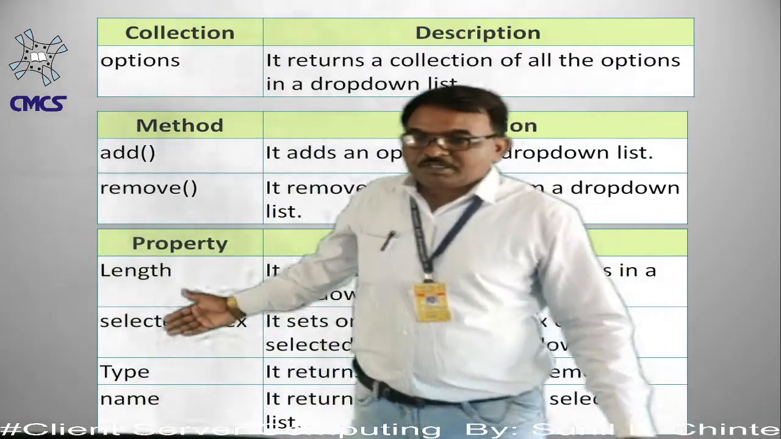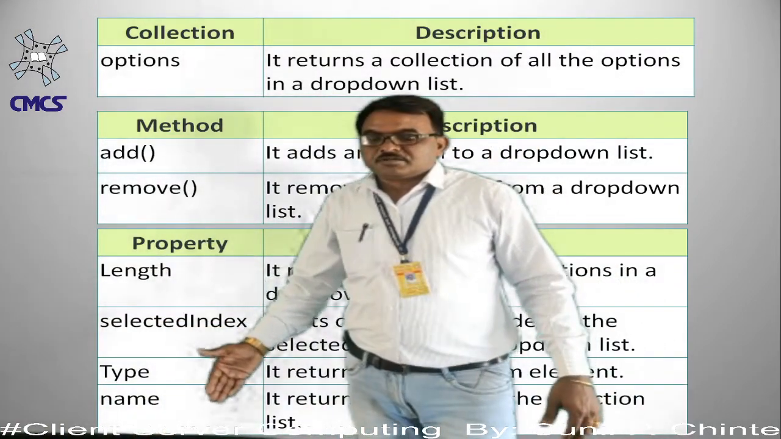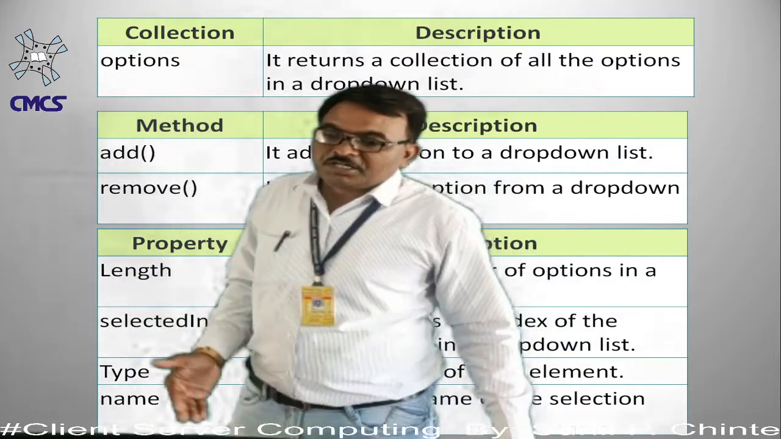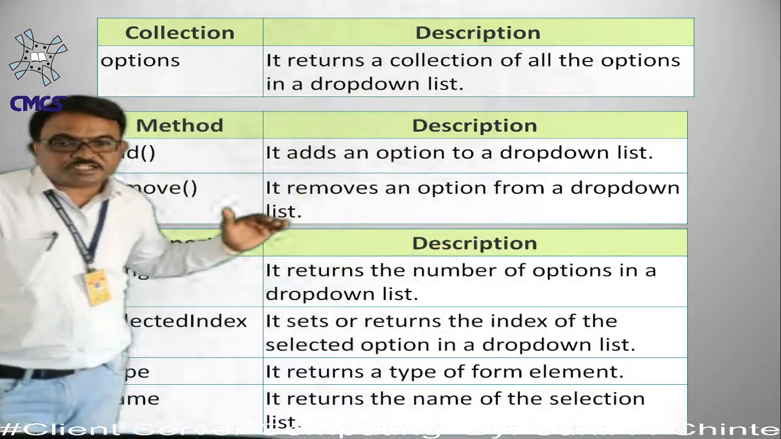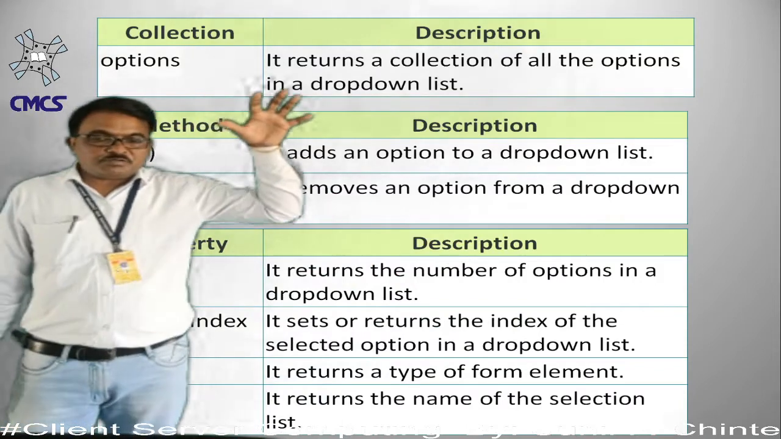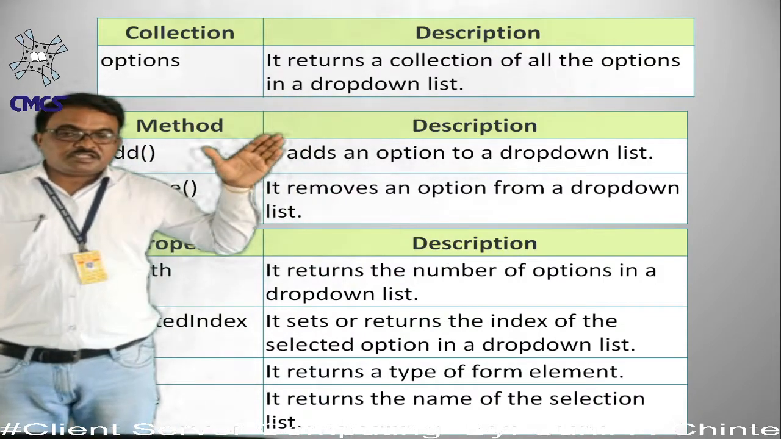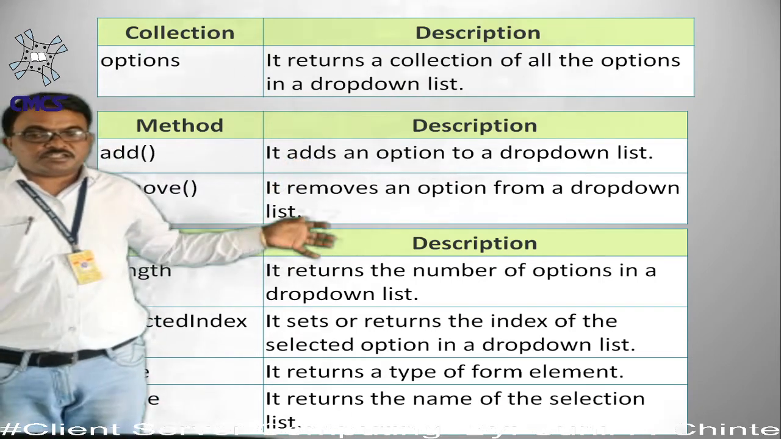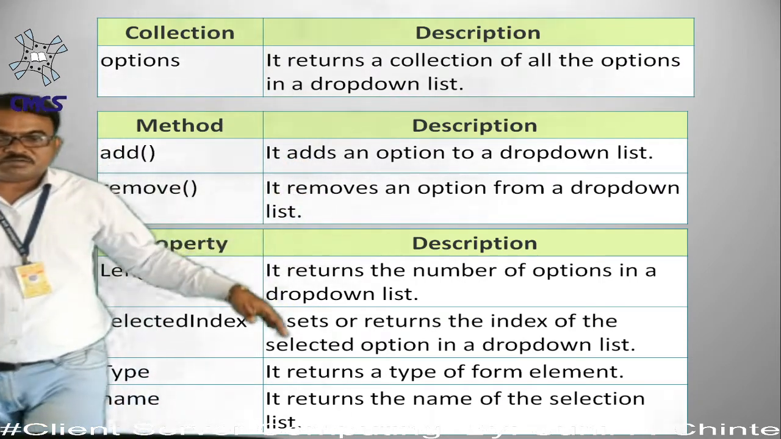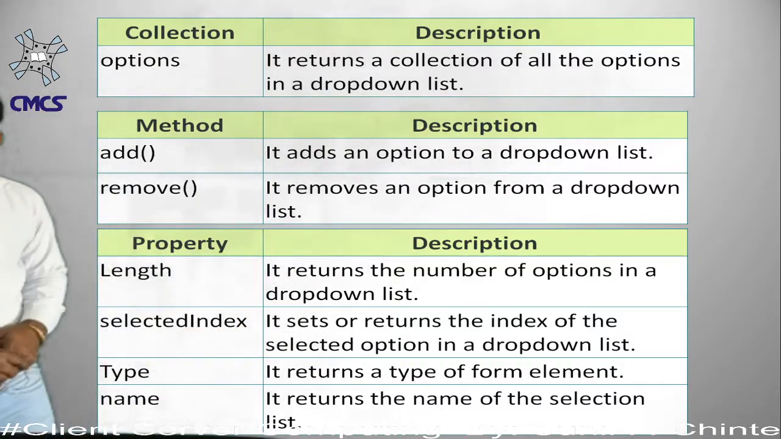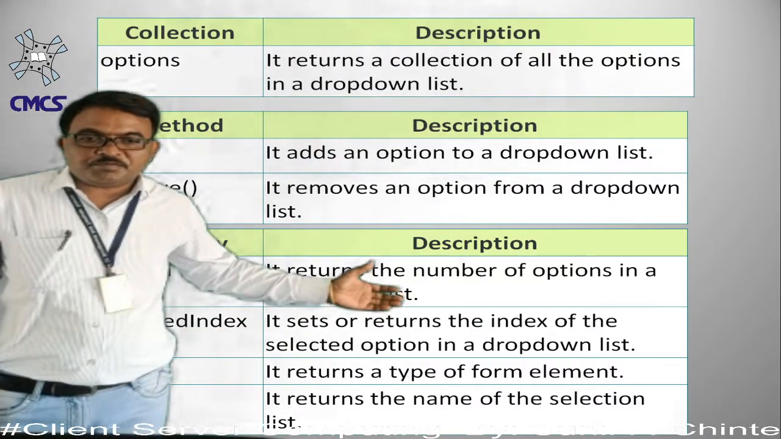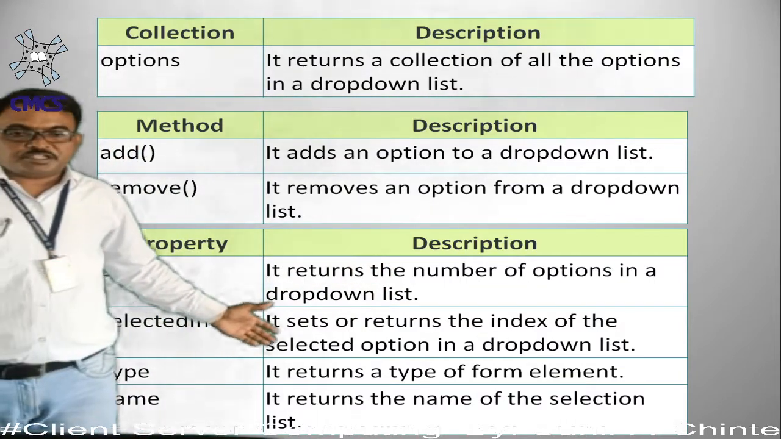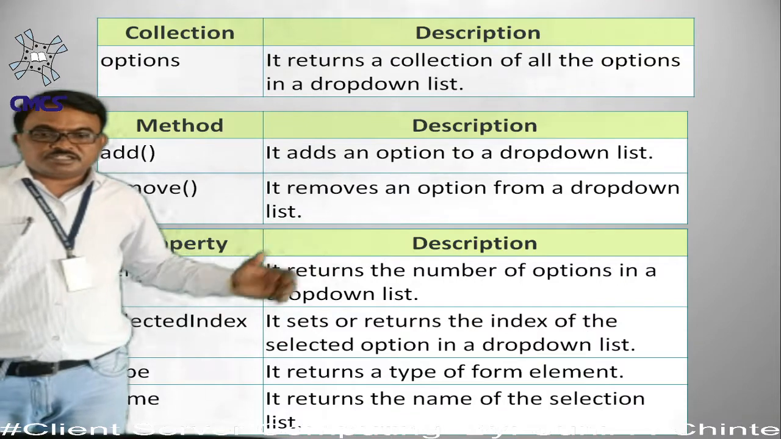Okay, which property? The selectedIndex property returns the index of the selected options. Meaning, from the drop down list you can select the options, and this selectedIndex property returns the index of the selected options. Then the type property returns the type of form element, and the last is the name property, which returns the name of the selection list.